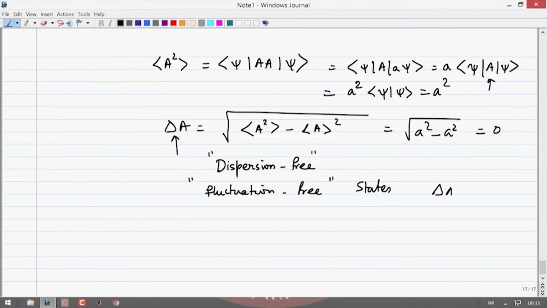The uncertainty delta A is 0. This is only true for the eigenstates of any operator. Therefore, if you take two operators A and B, and calculate the uncertainties delta A and delta B and take the product, delta A will be 0 and delta B will be 0 only if A and B both have the same eigenfunctions.